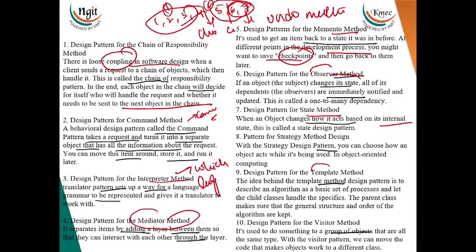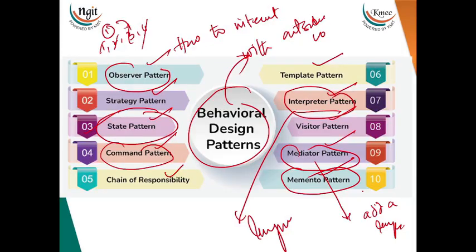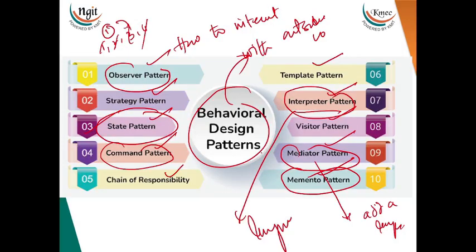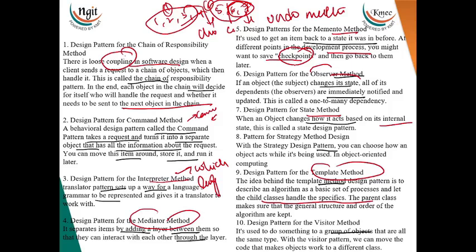Design pattern for the template method. The idea behind the template method pattern is to describe the algorithm, the basic set of instructions. What are there? How are they going to do it? What is the parent class? What is the child class? All these are explained in this one. Correct? Now, design for template method. It's here, template method. Now, next we move on to the other one.